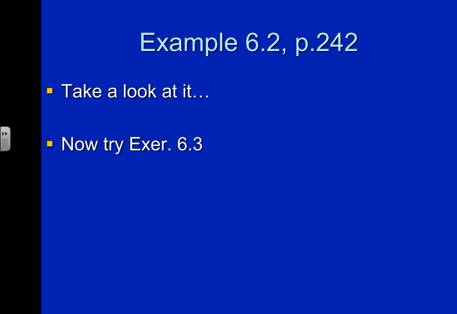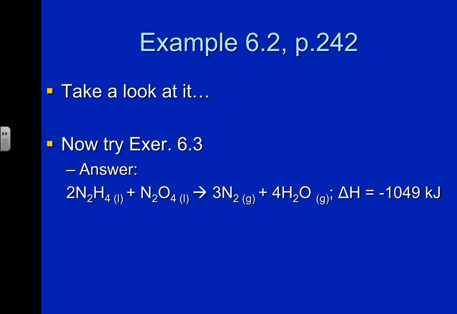Okay, so now that hopefully this makes sense, really what they're doing is they've just given you words and they're asking you to write the thermochemical equation. Now I ask that you try exercise 6.3. Pause the video. Okay, and your answer for this would be 2 N2H4 liquid plus N2O4 liquid yields 3 moles of nitrogen gas and 4 moles of gaseous water. You could say water vapor, obviously. And then your little semicolon, and then your delta H equals negative 1049 kilojoules.